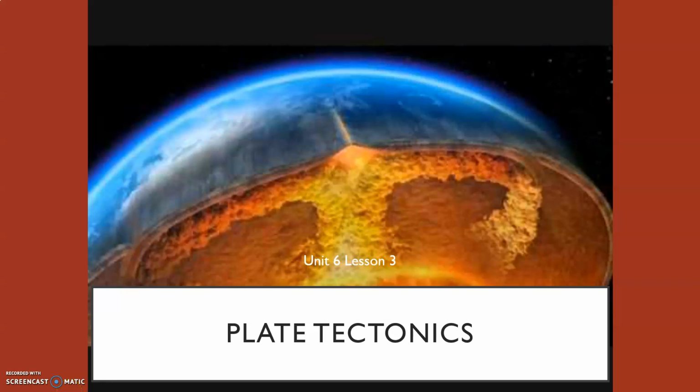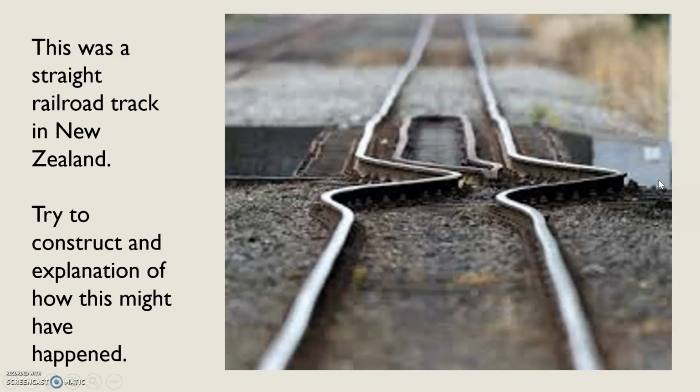Today we're going to talk about plate tectonics. All right, so this was an image that was originally a straight railroad track, and this is found in New Zealand. So I want you to think about what might have happened, thinking about forces that we talk about with movement of the earth.